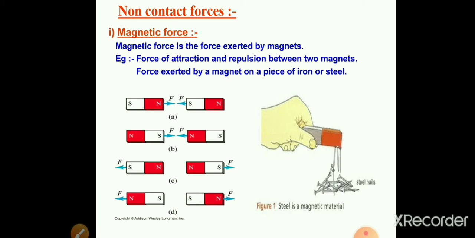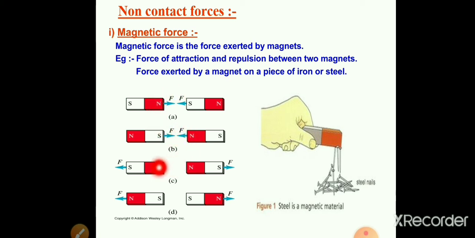A magnet, as you have studied, has two poles, a north pole and a south pole. You all studied this in your lower classes, right? Between north and south there is a force. Between two magnets also there is a force, the force of attraction. Between the north pole and south pole of two different magnets there is a force of attraction. In the same way, south and north there is a force of attraction. That means between two unlike poles there is a force of attraction.